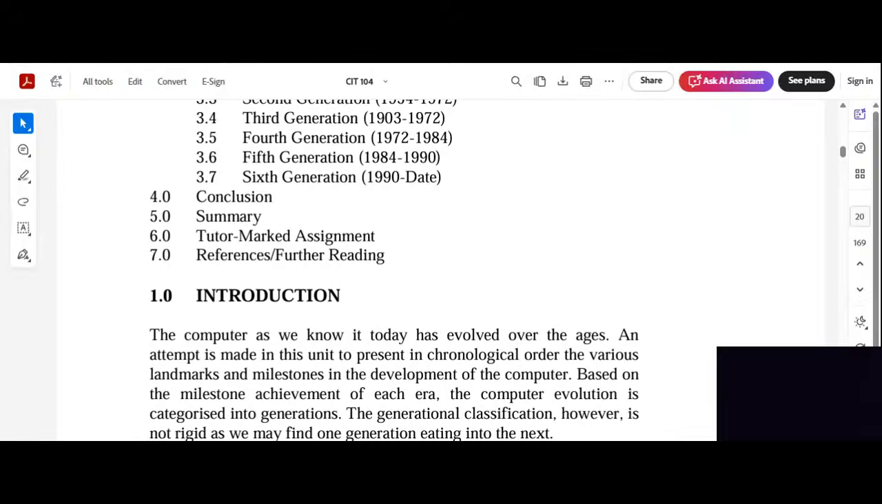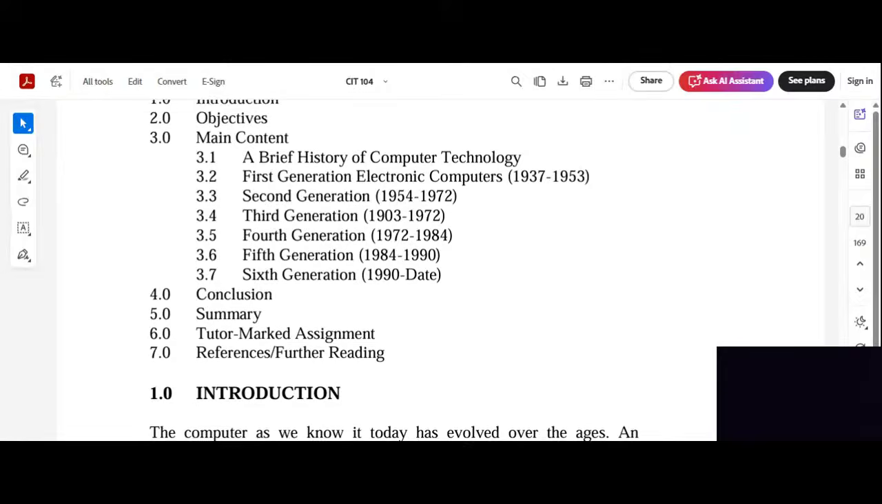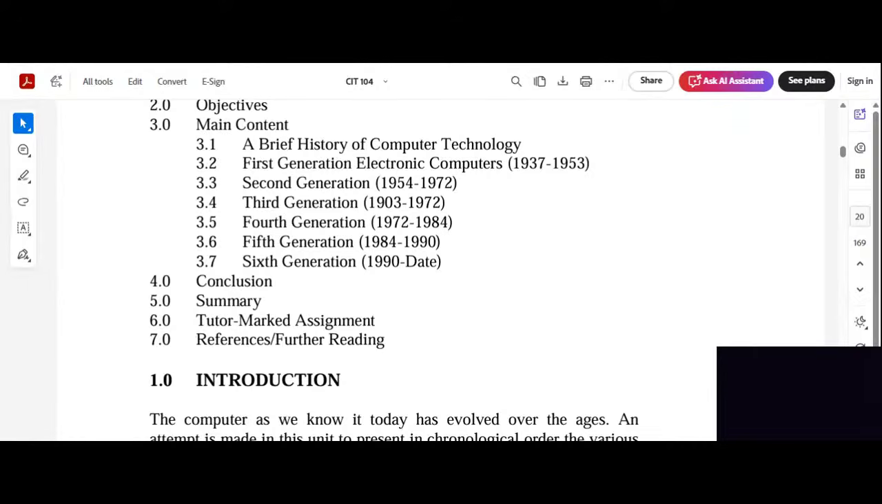Those are the things we will learn in this unit. Where tonight we should be able to do brief history of computer technology. Maybe from the next class we'll then move to first generation, or if we still have the time to study the first generation in this class, fine and fine.